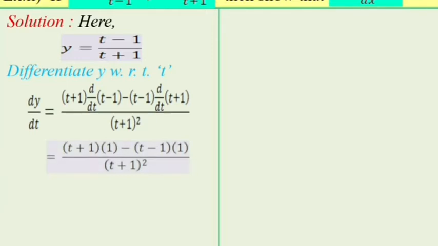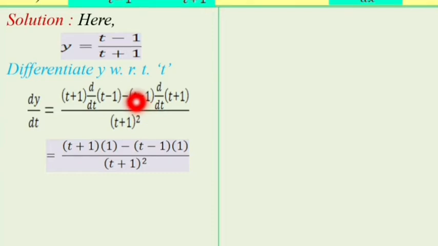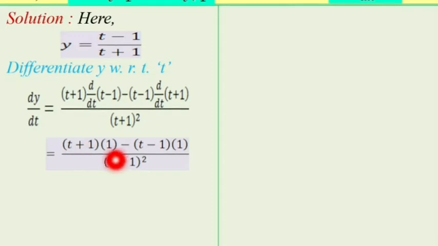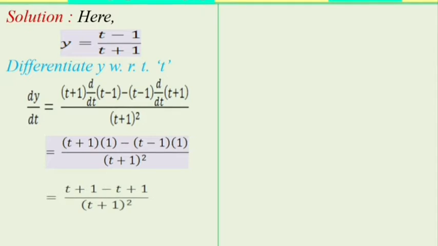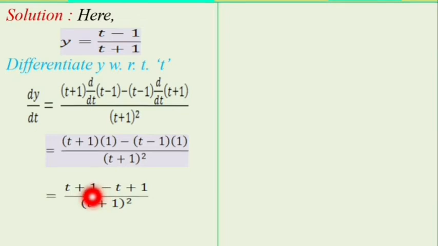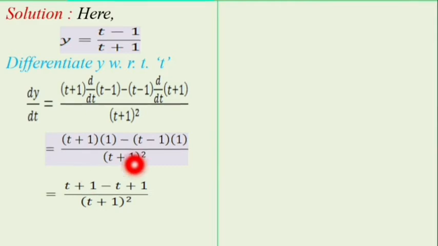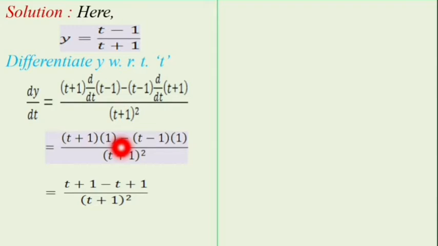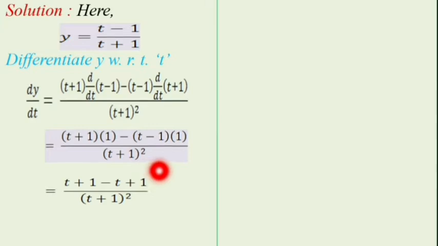Therefore dy/dt equals (t + 1) times the derivative of (t − 1), that is 1, minus (t − 1) times the derivative of (t + 1), that is 1, whole divided by (t + 1) whole square. And therefore we get dy/dt equals (t + 1) − (t − 1) whole divided by (t + 1) whole square, because here (t + 1) into 1 is t + 1, and here (t − 1) into 1 is t − 1, but here minus into plus t is minus t, and minus into minus is plus 1.